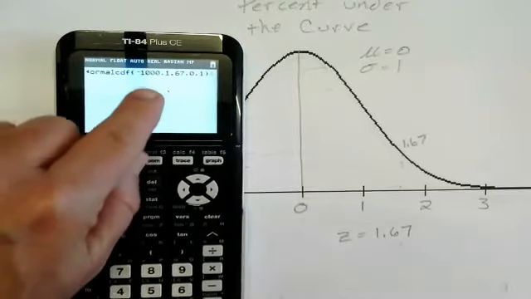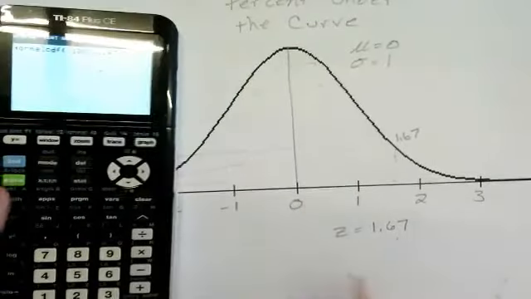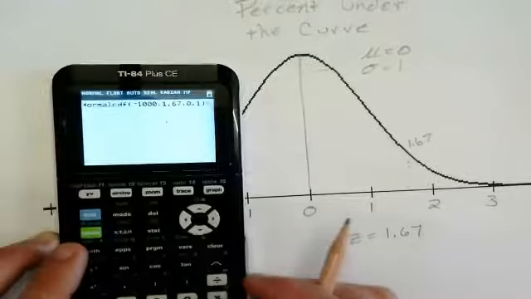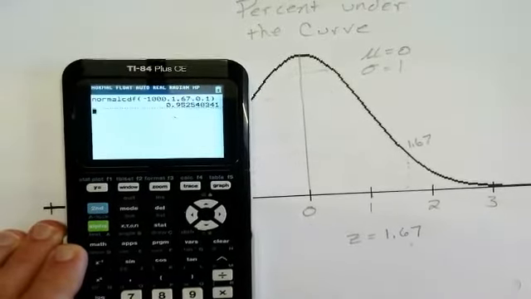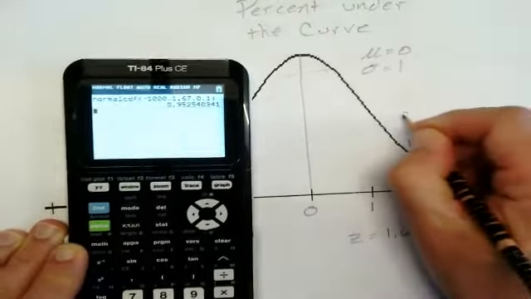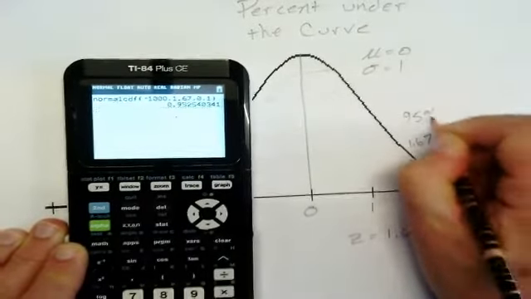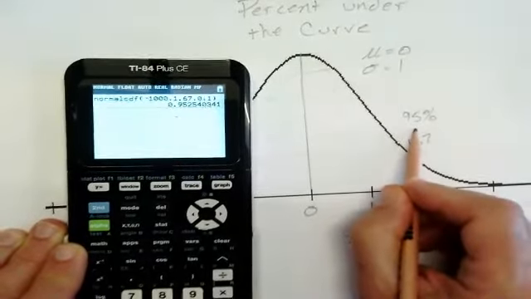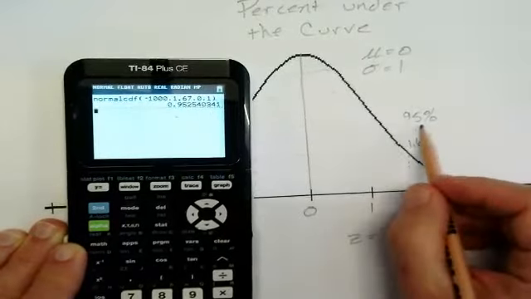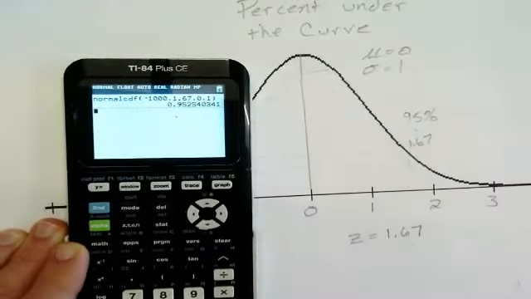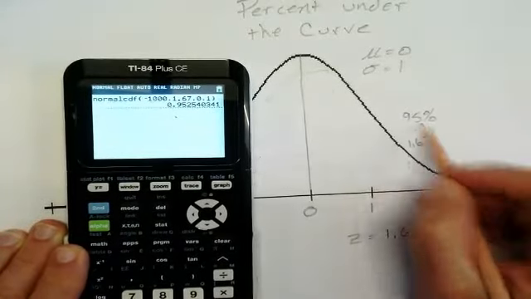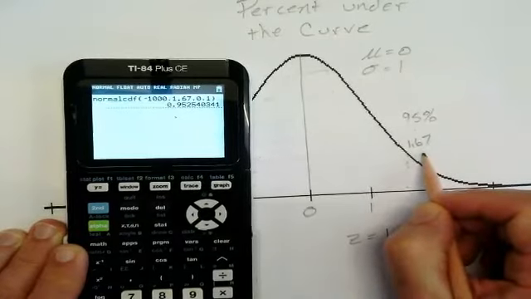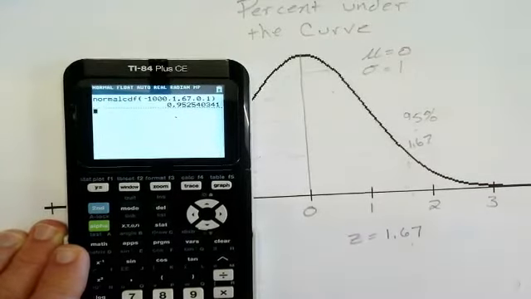There is our normalcdf: negative 1,000, 1.67, 0, and 1. So I enter, and that tells me that 95.25, but I'm going to say 95% of the data falls to the left of 1.67 standard deviations. Okay, 95% of the data falls to the left of 1.67 standard deviations.